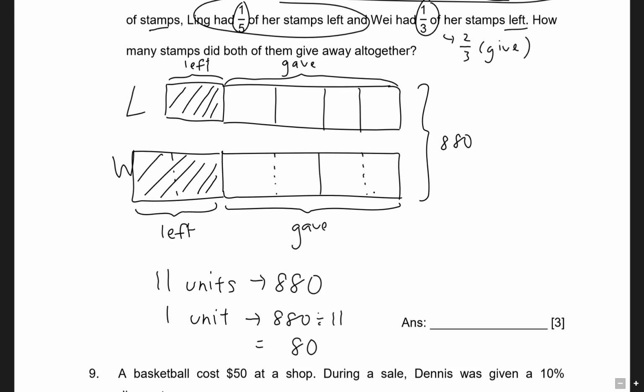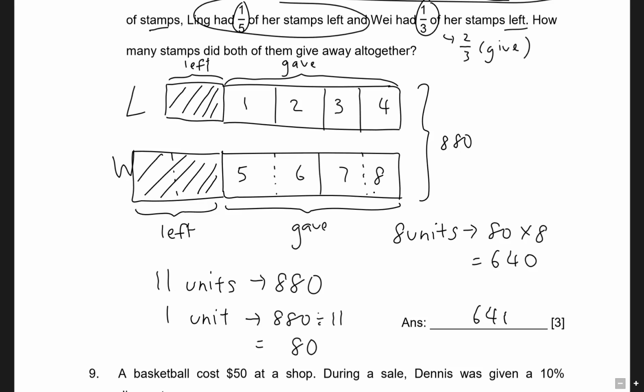Now how many stamps did both of them give away? Give away refers to the white color boxes. 4, 5, 6, 7, 8. 8 units were totally given away. So these 8 units will be 80 times 8, which gives me 640. Alright.